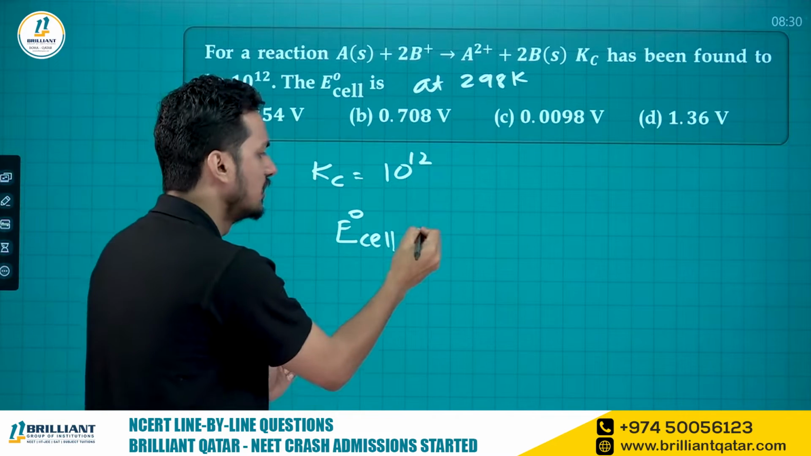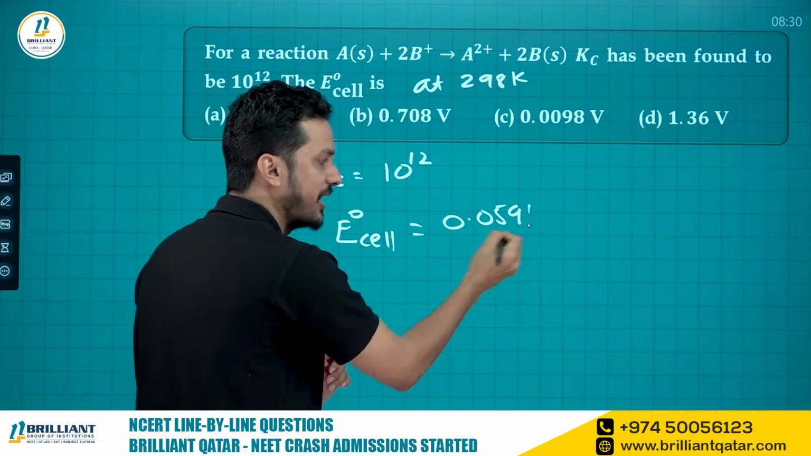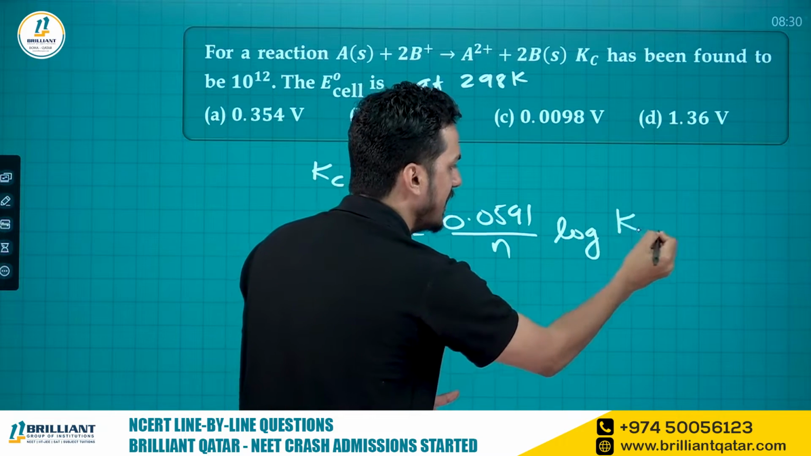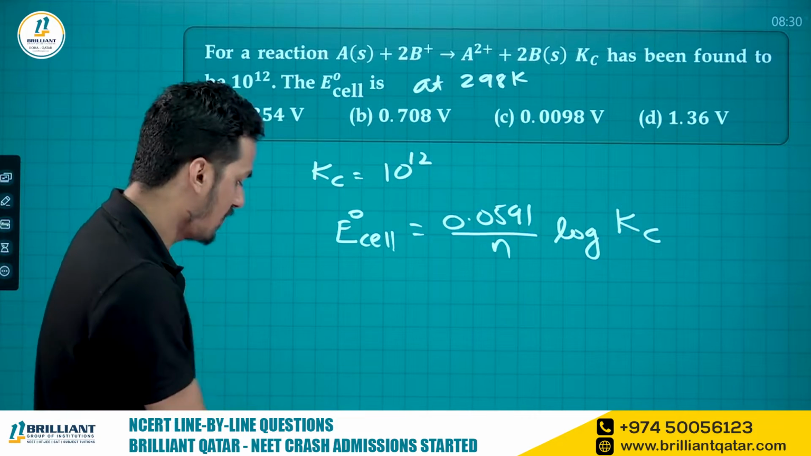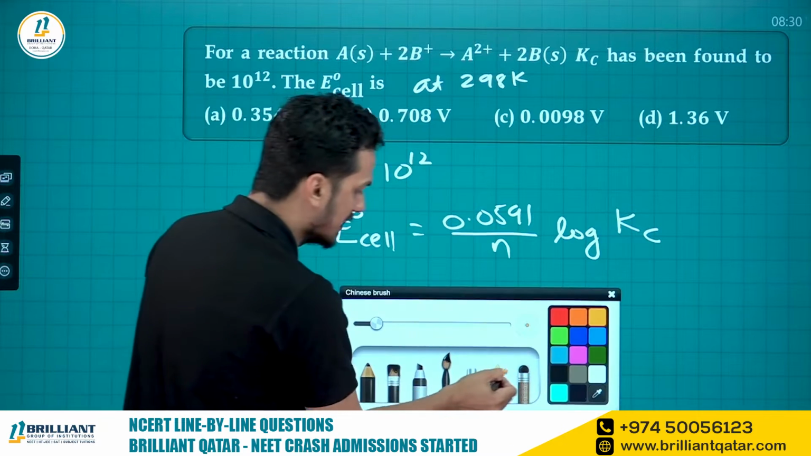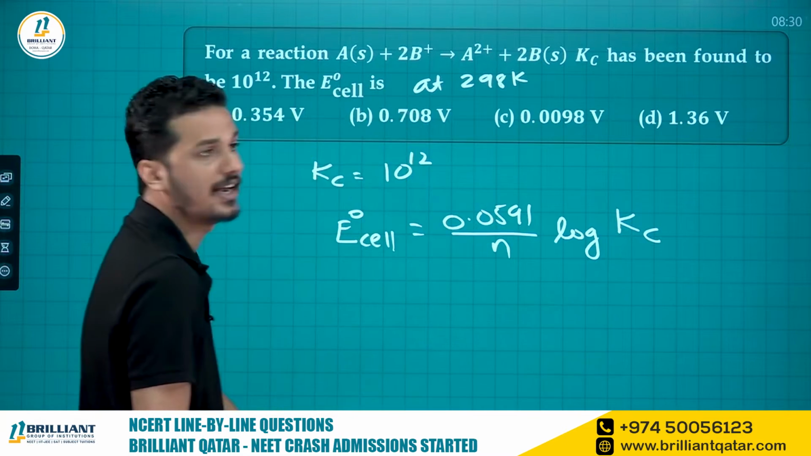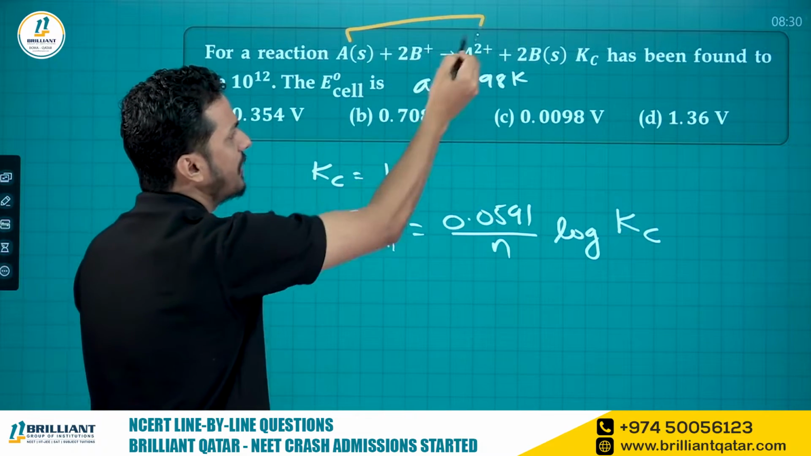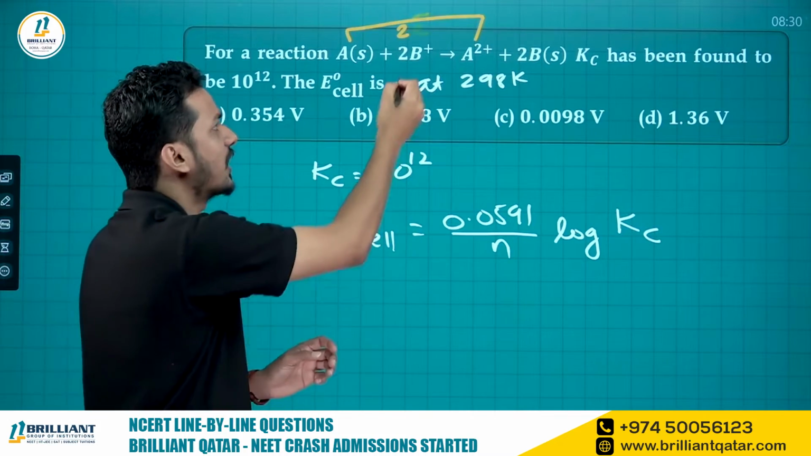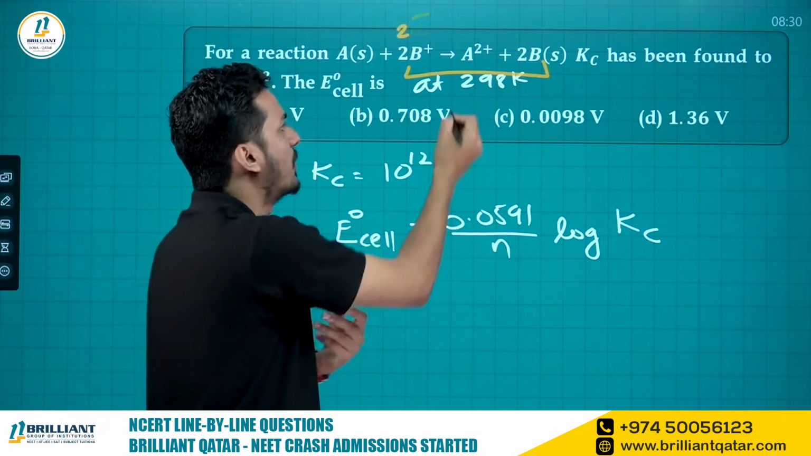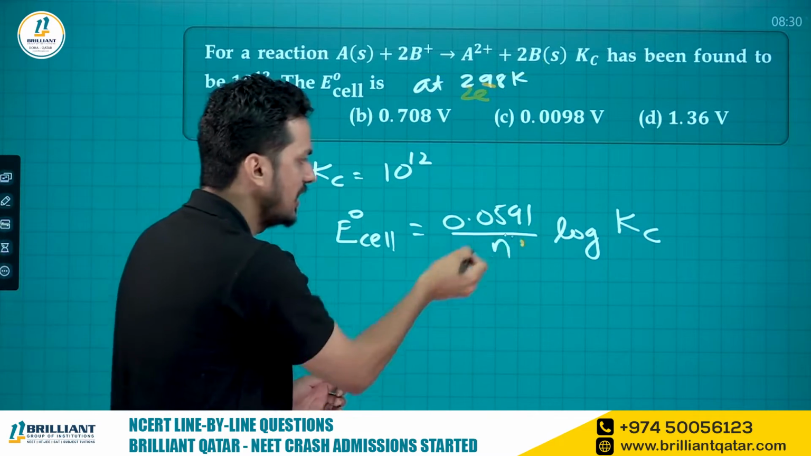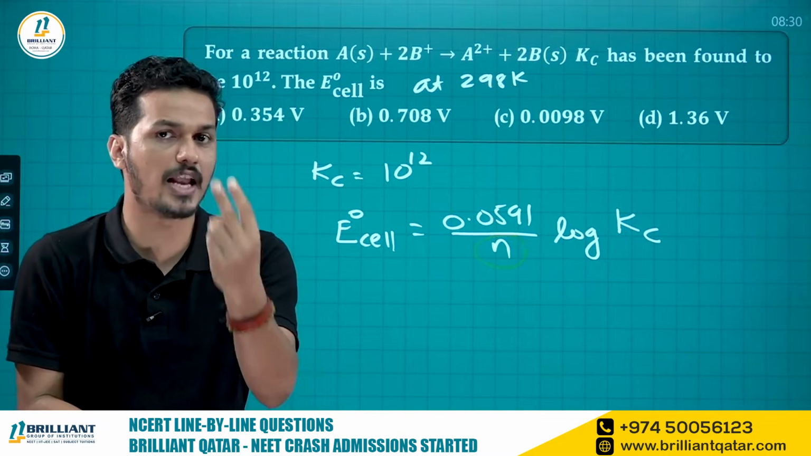So E0 cell equal to, the formula is 0.0591 by N into log Kc. What's the value of N here, guys? Listen to me very carefully. You can see that here A becomes A2 plus, meaning how many electrons are participating? 2 electrons. Similarly, 2B plus become 2B, there also 2 electrons. So that's why the N value is equal to 2.